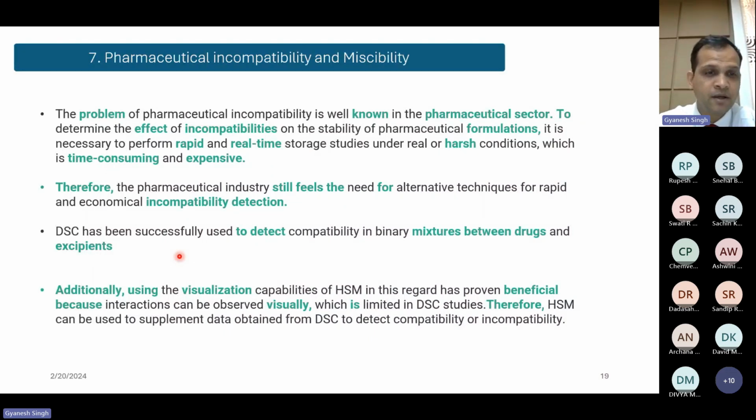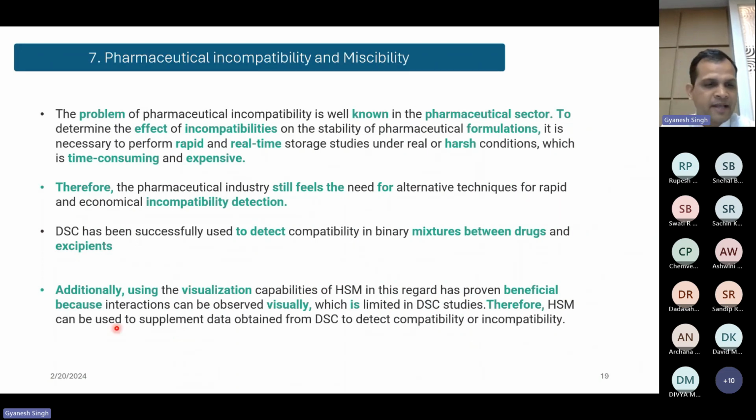incompatibility detection. We already know that DSC has been successfully used to detect incompatibilities of binary mixtures, drugs and excipients. Additionally, using the visualization capabilities of HSM in this regard has proven beneficial because interactions can be observed visually, which is limited in DSC studies.